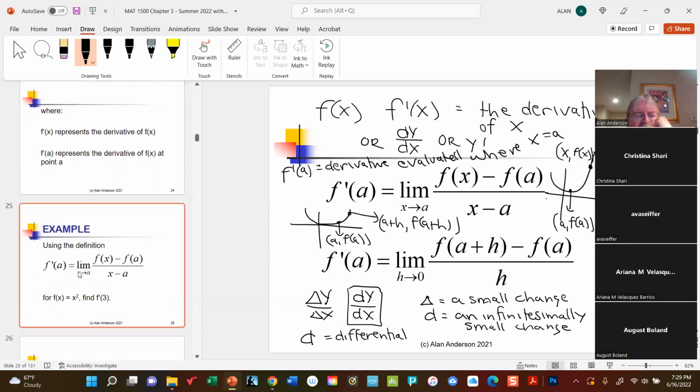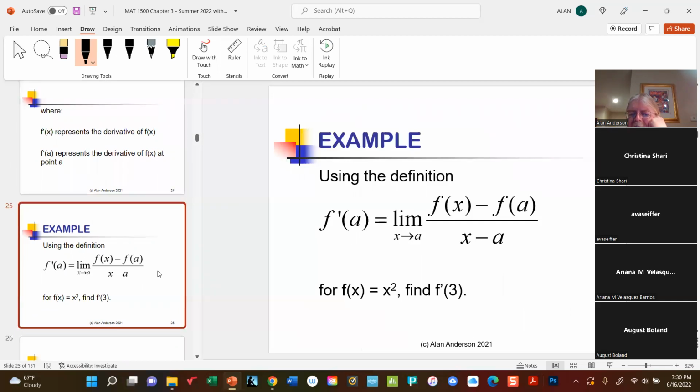All right, so let's do one. Now, by the way, we're essentially just taking what we did earlier with the limits and applying them to find a derivative. It's the same example. The function is f of x equals x squared at the point x equals 3. So we'll start with the first definition. Same thing, y equals x squared. Here's the point 3 comma 9.